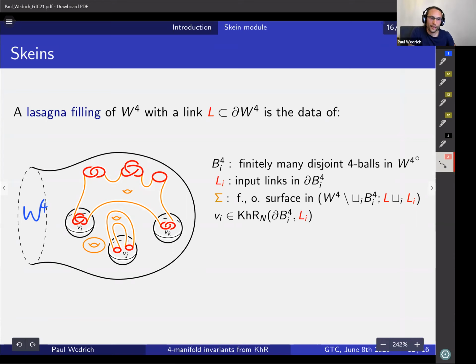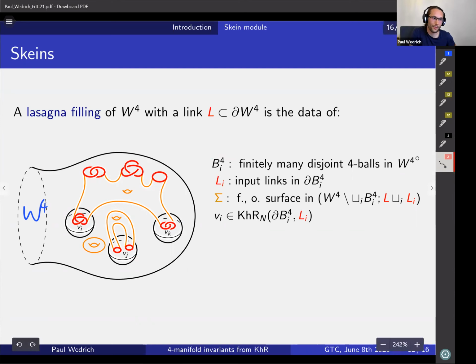And then the surface should be framed, oriented, and embedded in the 4-manifold minus these 4-balls, and intersect the boundary transversely in exactly those links. So there's some outer boundary, which is this given link L, and there's some inner boundary on these newly created drilled out 4-balls.